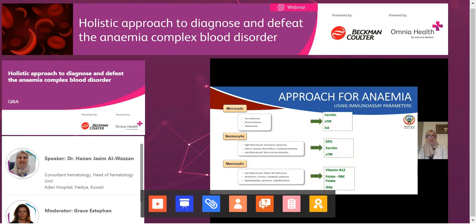In addition, we can use immunoassay parameters in helping diagnosis. If it is microcytic hypochromic, we can do the ferritin level and serum transferrin. If anemia of chronic disease, we can do interleukin 6 in some labs. In normocytic normochromic anemia, we can do erythropoietin. If it is anemia of renal disease, we can do serum ferritin and serum transferrin receptor. In case of macrocytic anemia, we can measure the B12 and folate in the red cells and the serum, and also we can measure the intrinsic factor antibodies.